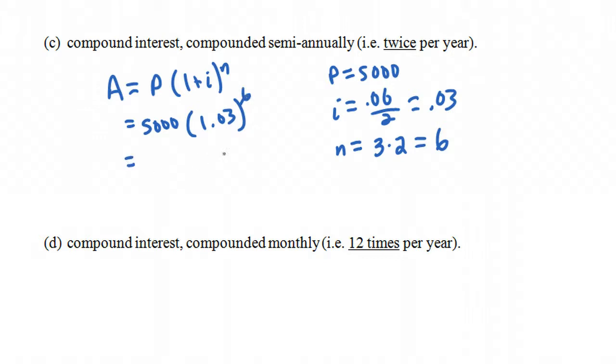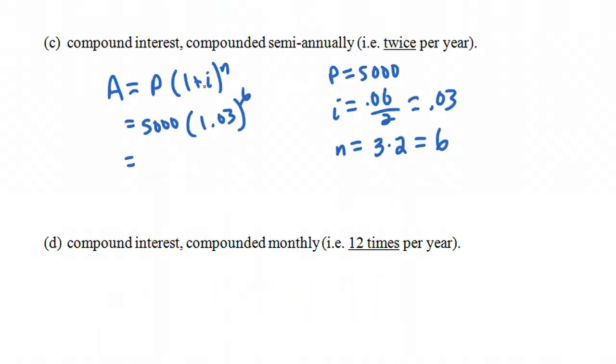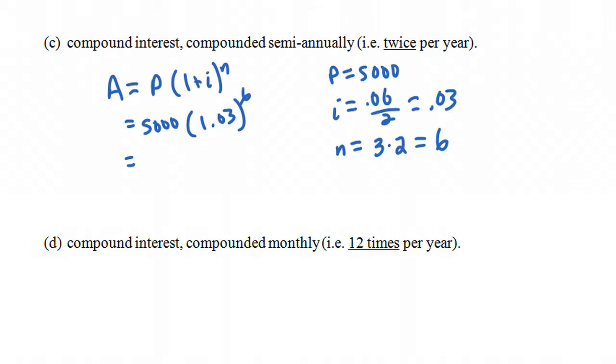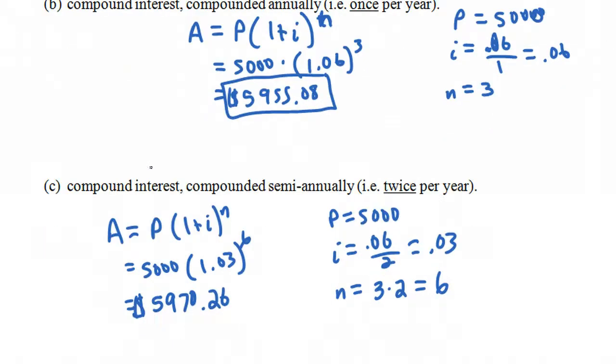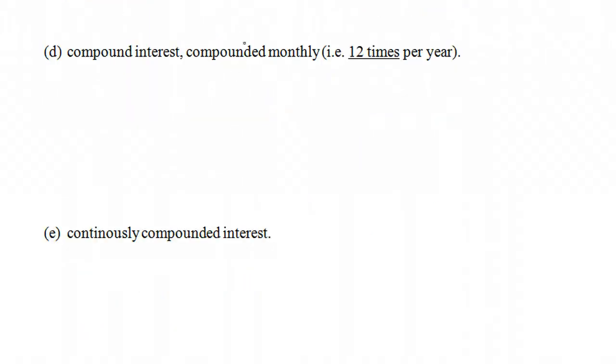And actually, do you expect to have more money than if you just compounded once per year? Yeah, if we're compounding twice per year, I would expect us to have more money. So I expect to have more than $5,955.08. In fact, I got $5,970.26. So yeah, that is more. The other was $5,955. This is $5,970. So by compounding twice per year instead of just once a year, you gained an additional $15 there.